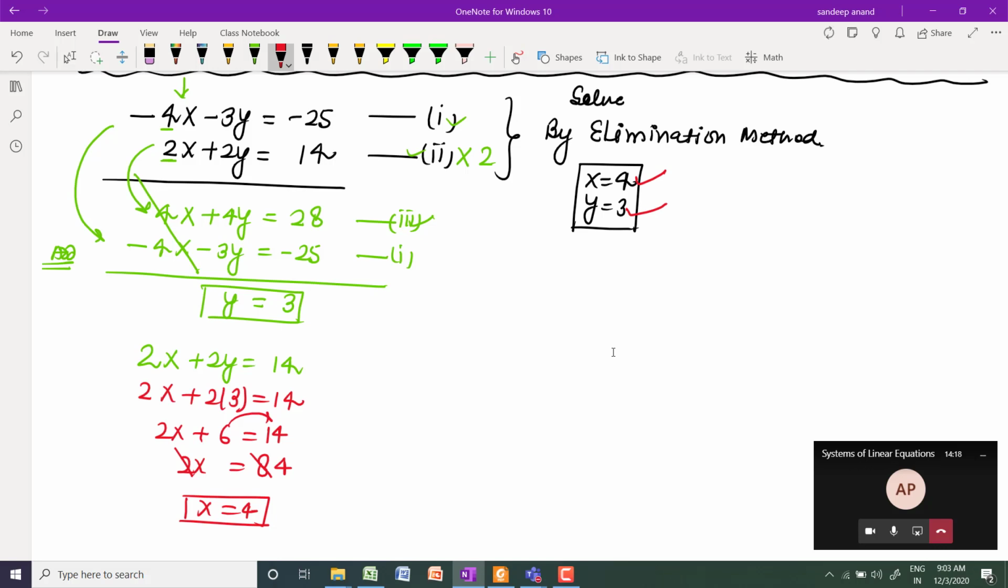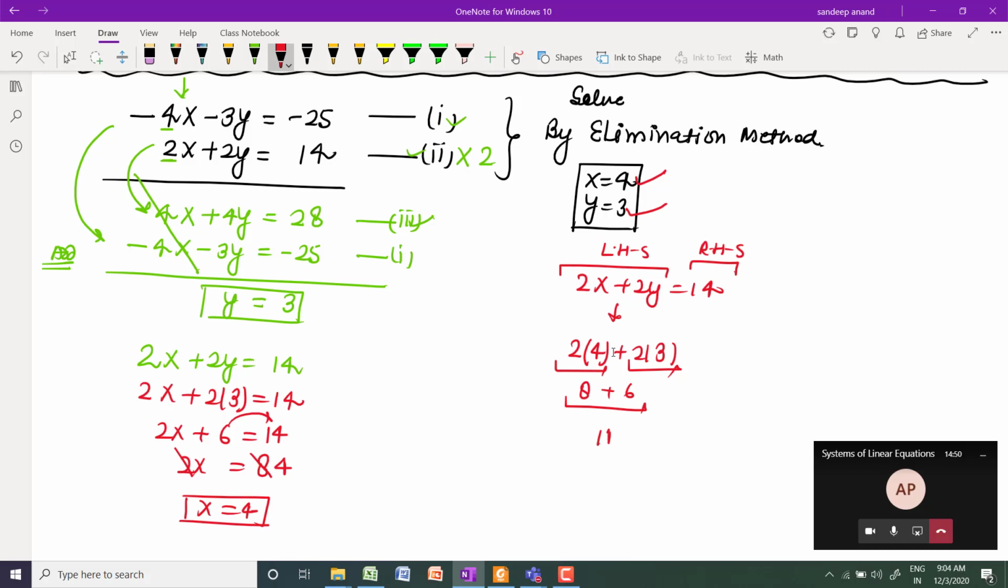Now check the consistency of the solution. To check whether this answer is correct or not, you need to put the values in any of the equations. You will get left hand side value equal to right hand side value if the answer is correct. So I am putting this in 2x plus 2y equal to 14. I start with the left hand side, putting x as 4 and y as 3. This comes 8 and this comes 6. If you add 8 plus 6, you will get 14, which is equal to the right hand side value. It means the left hand side equals the right hand side, so x equal to 4 and y equal to 3 is absolutely right.